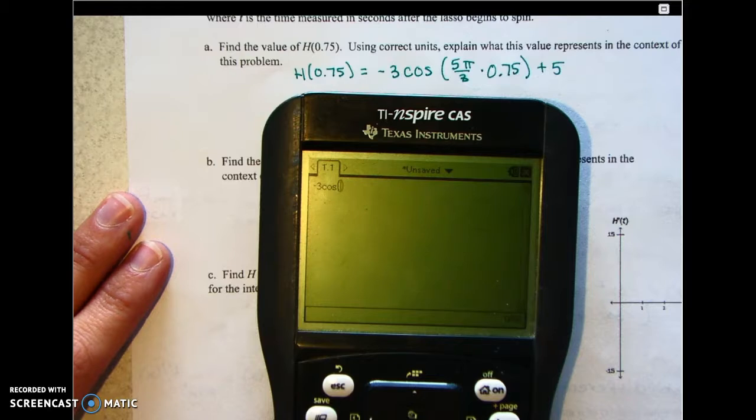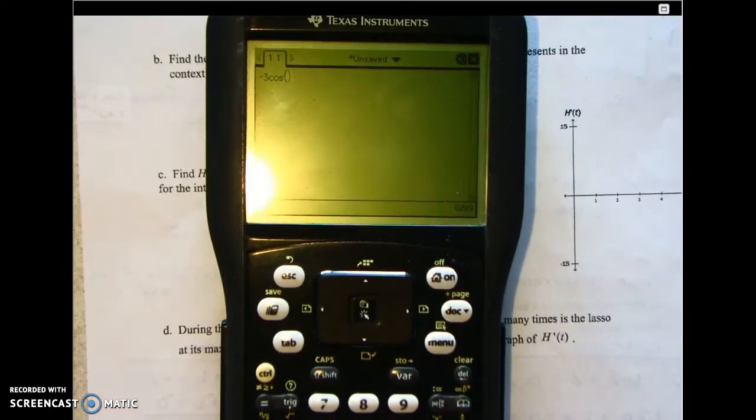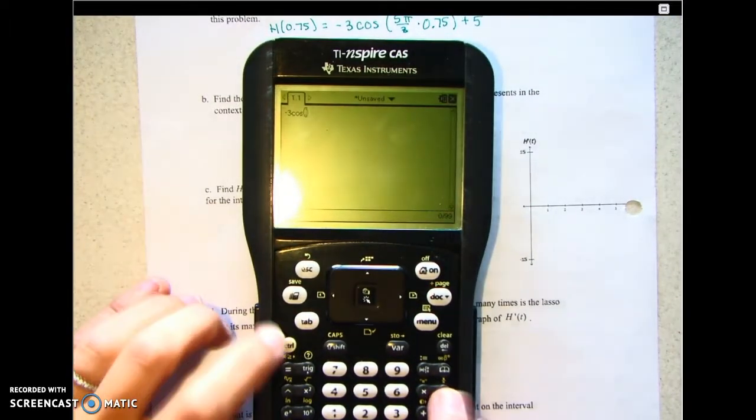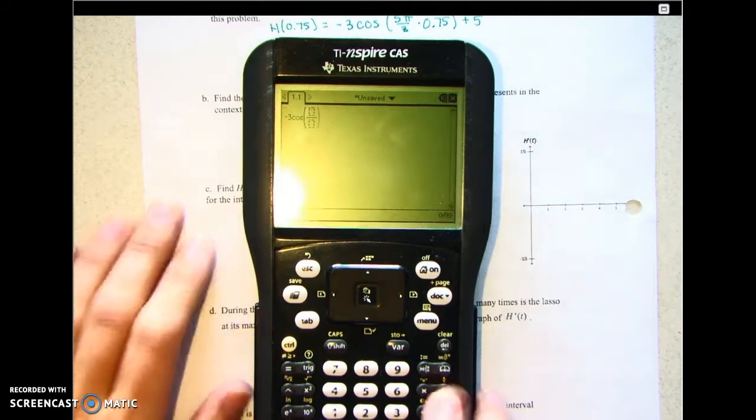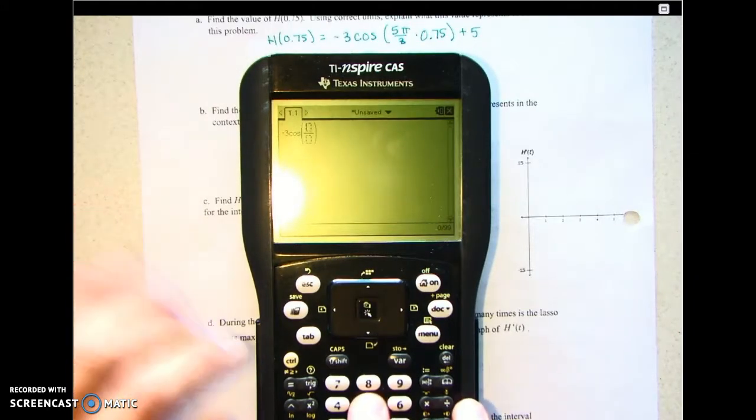Have you used this fraction button yet, you guys? There's a fraction button above the division. So you hit Control Divide and you get that beautiful fraction. Isn't that cool? 5 pi.